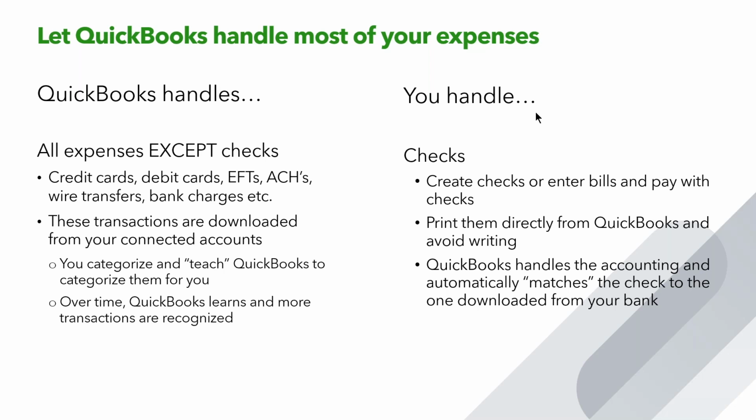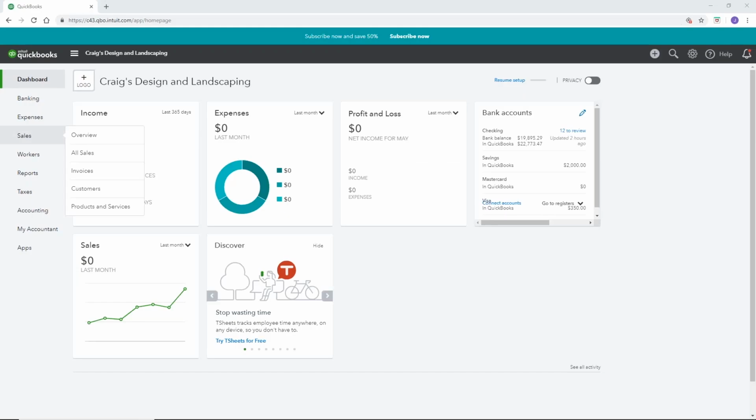Also, entering the check yourself is going to ensure you have the check number, because a lot of banks don't send over check numbers in that transaction download. So you want to be sure you get those. Now, when the transaction is downloaded from your bank, it will match it to the one that you've entered. Since I've been talking so much about entering checks yourself, let's go ahead and enter a check in QuickBooks. You can see how this works.